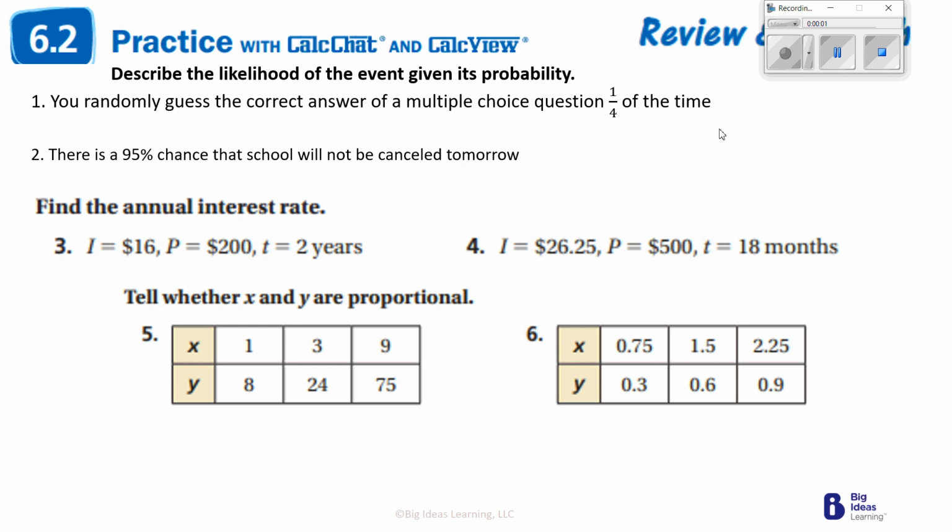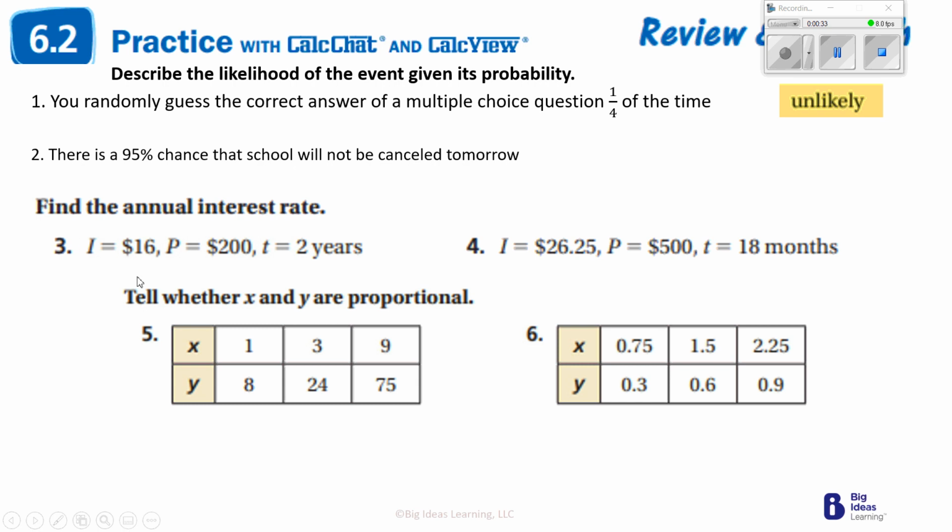Seventh graders, let's go ahead and work this out. It says 6.2, describe the likelihood of the event given its probability. You randomly guess the correct number of a multiple choice question 1 out of 4 times. Well, that's very unlikely that you're going to get the right thing, right? So, unlikely. 1 out of 4 is not a high percentage, because you're only getting it right 1 out of 4 times.